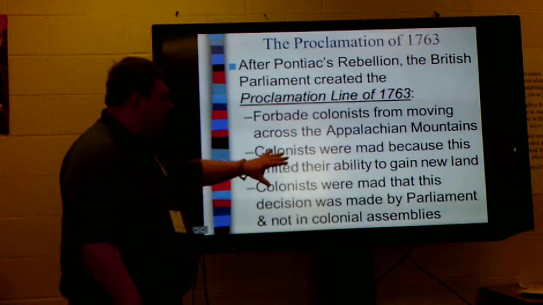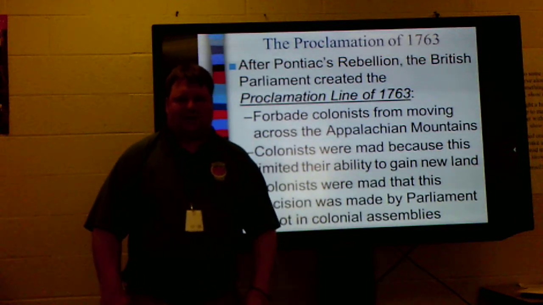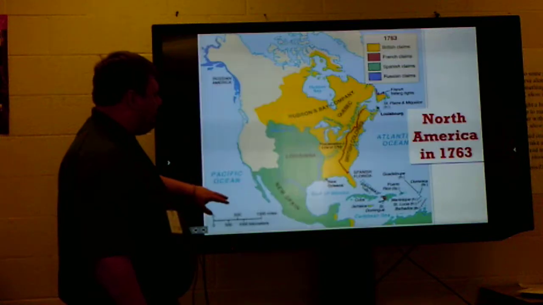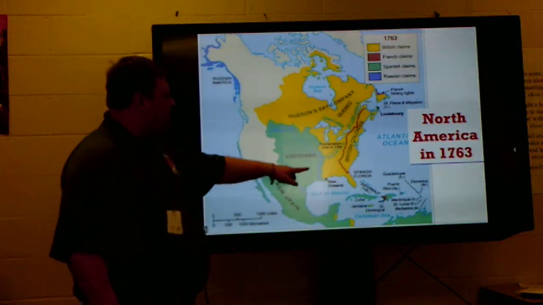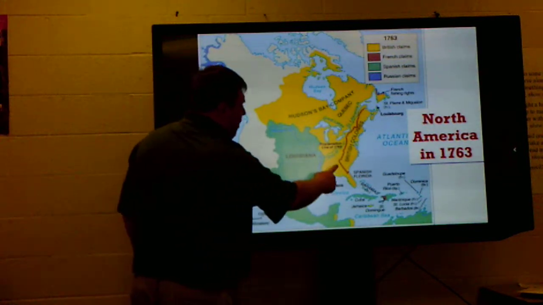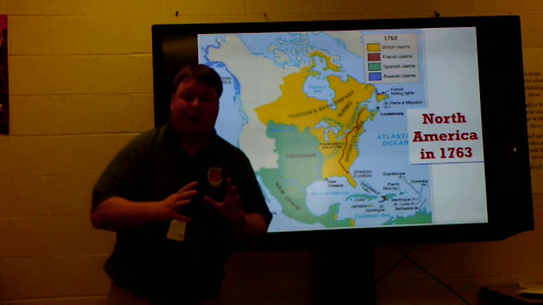And also, Parliament made that decision, and it wasn't decided by a local colonial assembly like the House of Burgesses. They said, you didn't ask us. The Parliament says, well, we don't have to. So if you look right here, this red line runs across the top of the Appalachian Mountains, and it's called the Proclamation Line.